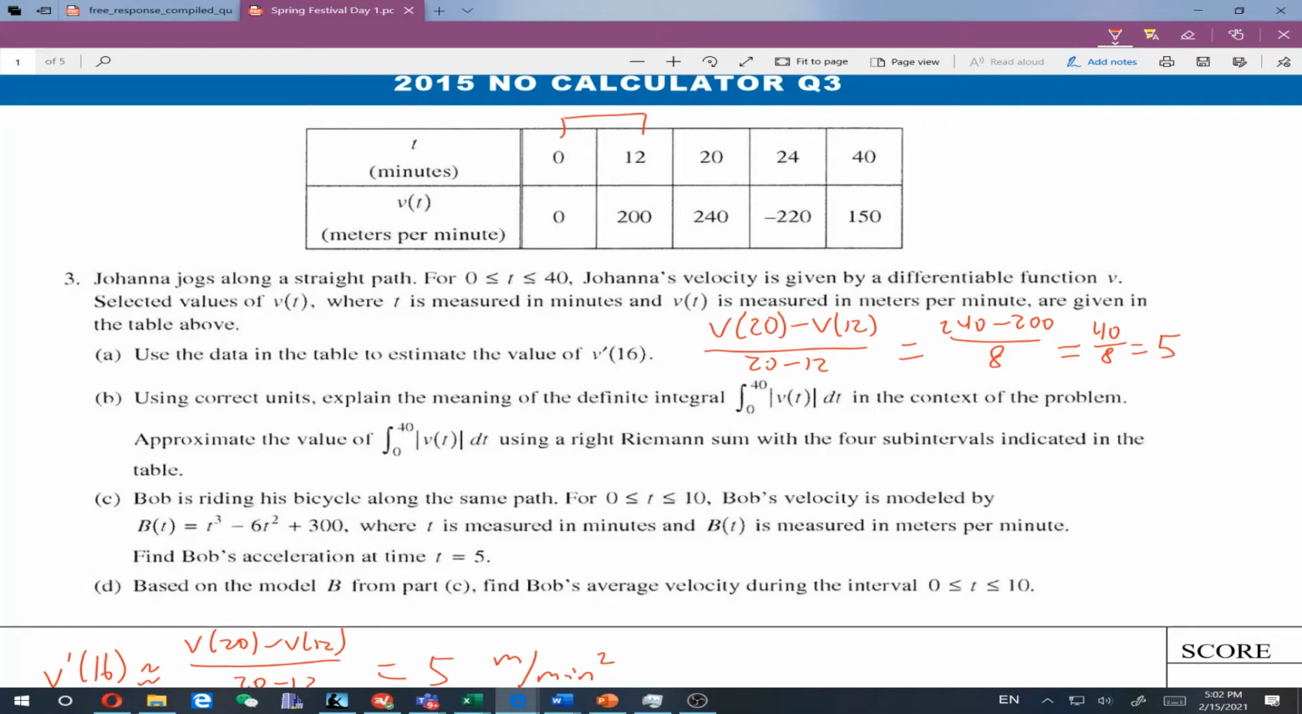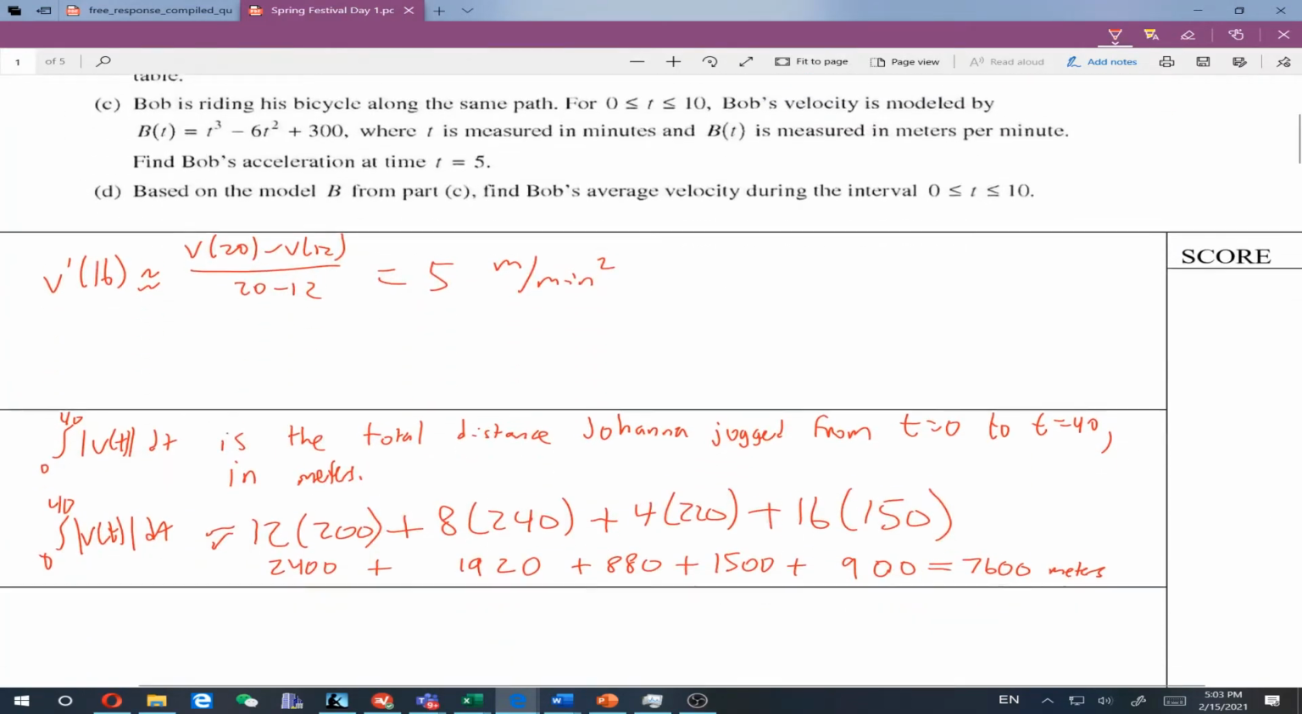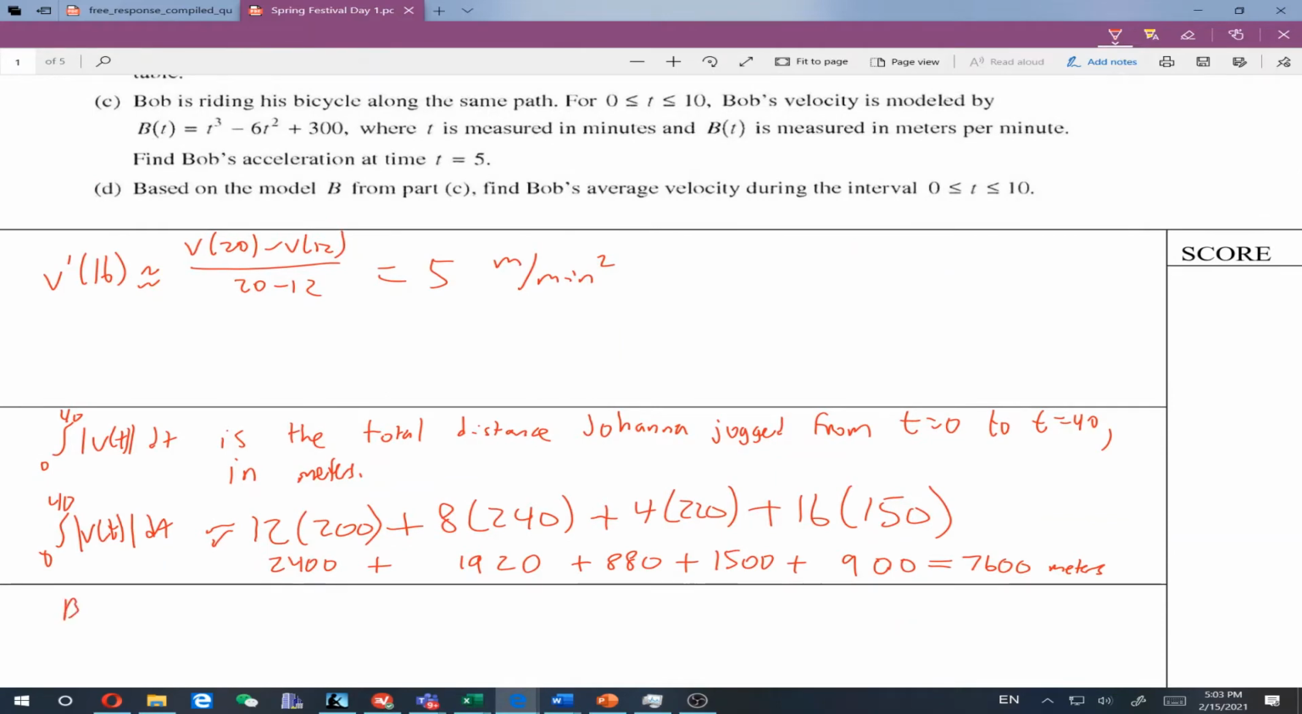Okay, so we've got an equation for his velocity. Sarah, I'm going to go for you again. If this is the equation of Bob's velocity in meters per minute, then how can we get Bob's acceleration at t equals 5? Okay, we're going to differentiate this. Let me copy this equation really quick. So our B(t) is t cubed minus 6t squared plus 300. What happens if we differentiate?